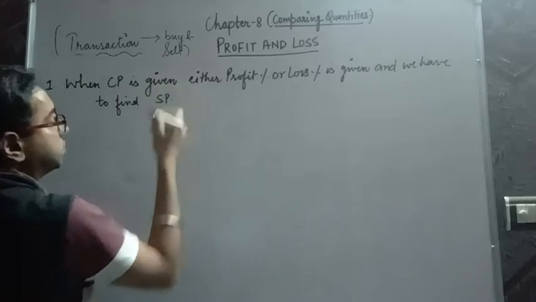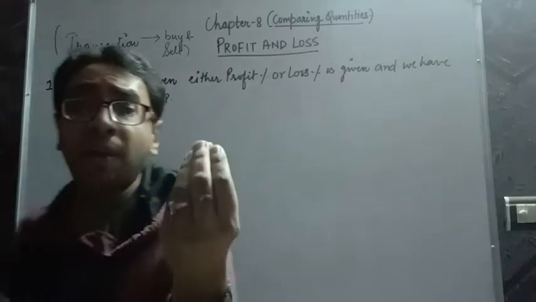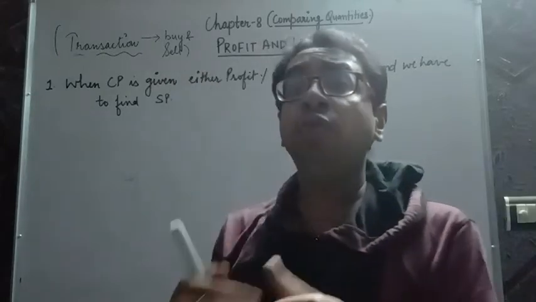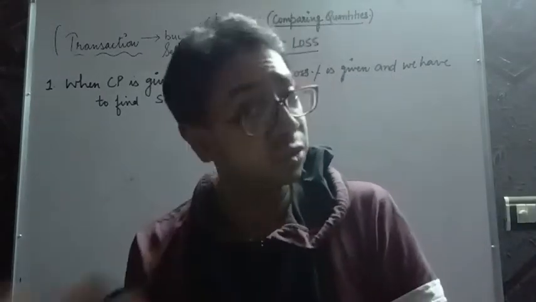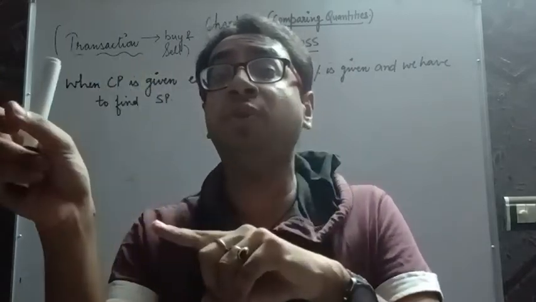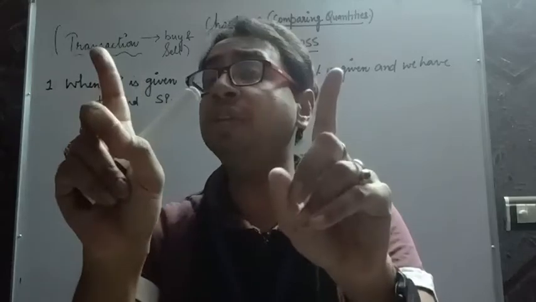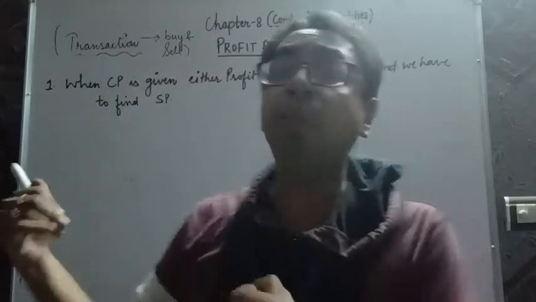SP. Means understand, you bought something, आपने कोई चीज़ खरीदा, and you know what profit you gained or what loss you made, but you don't know at what selling price you've actually sold that thing. How to find that? This is the formula I'm going to give you.